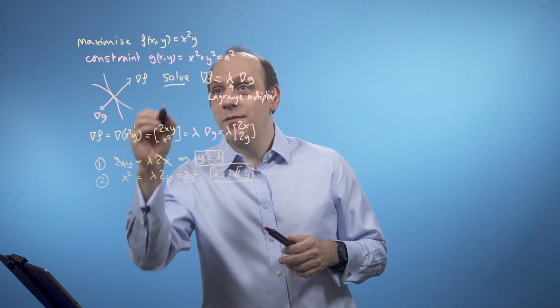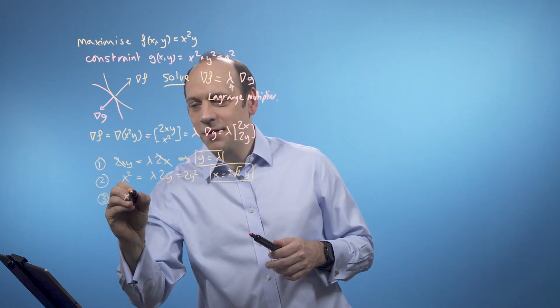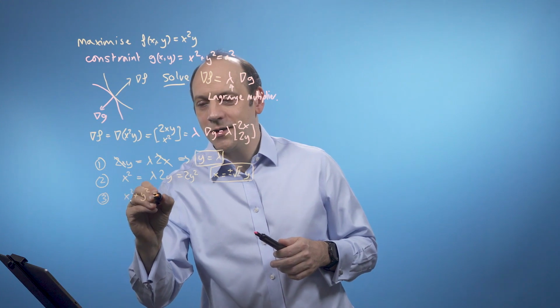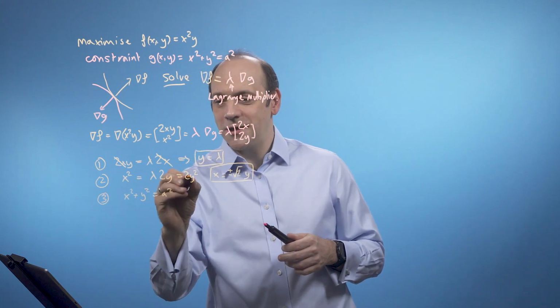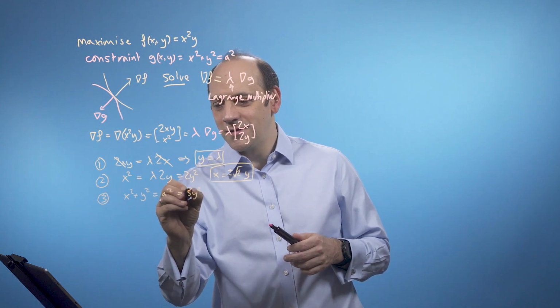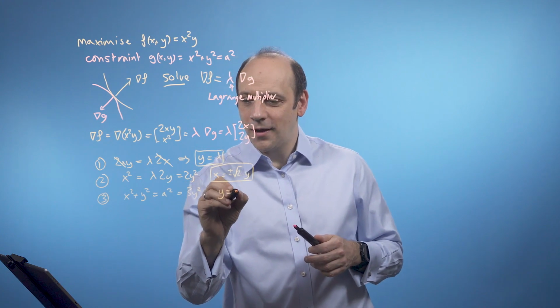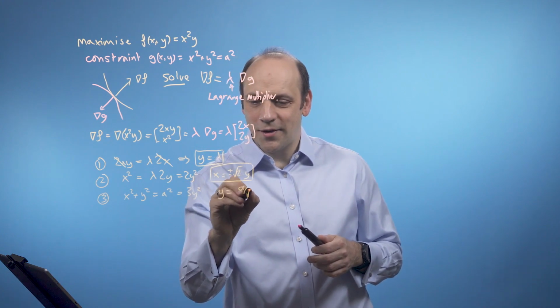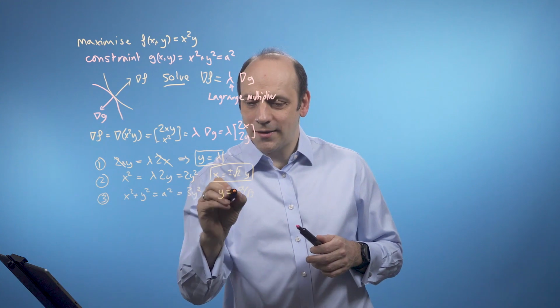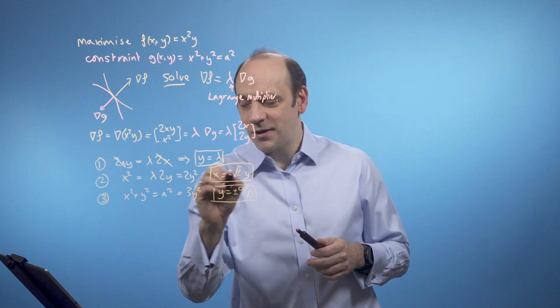And now if I take the constraint equation itself, the third one, I've got x squared plus y squared is equal to a squared, but x squared is equal to 2y squared, so that's equal to 3y squared. So then if I square root that, I can say that y is equal to a divided by the square root of 3, and again, because I've done the square root, I've got a plus minus. So those are my solutions.